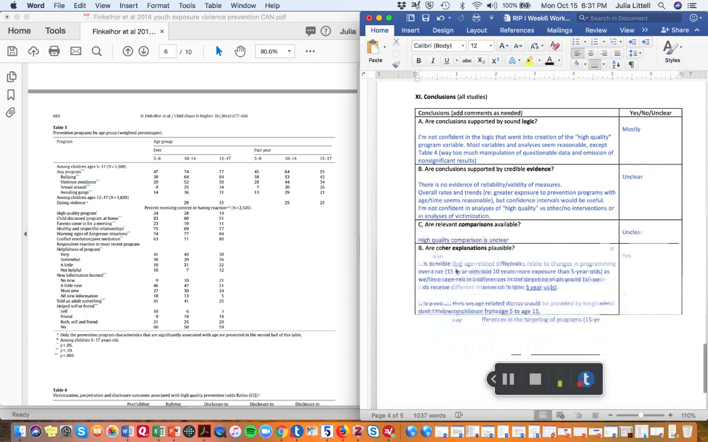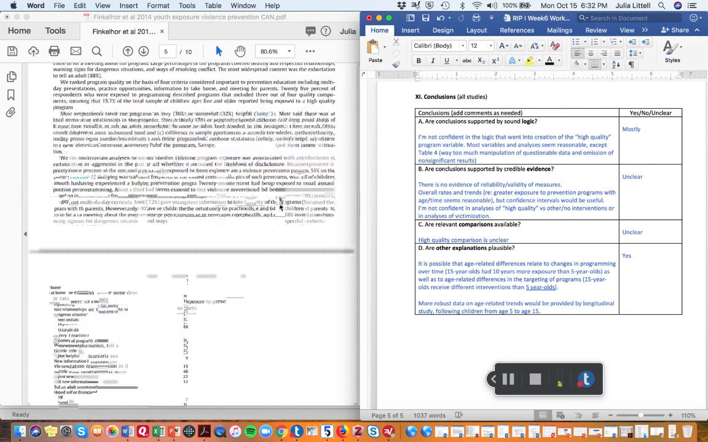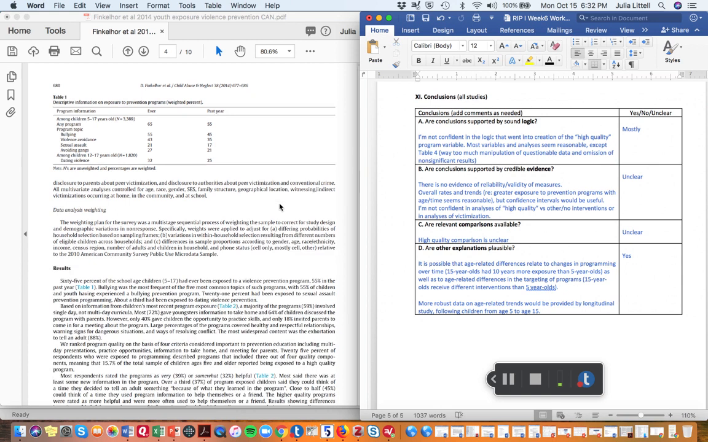Okay, and then for conclusions, are the conclusions supported by sound logic? I said I cheated here and I used an answer that wasn't given to me. I said mostly. I think the logic of the main analysis shown particularly in Table 1 is pretty clear. And I think this is useful. So it's useful to know what proportion of children are exposed to these kinds of programs. That's fine. But as you know, I'm not confident about the logic that went into the creation of the high-quality program variables. Most of the other analyses seem okay, except for Table 4.